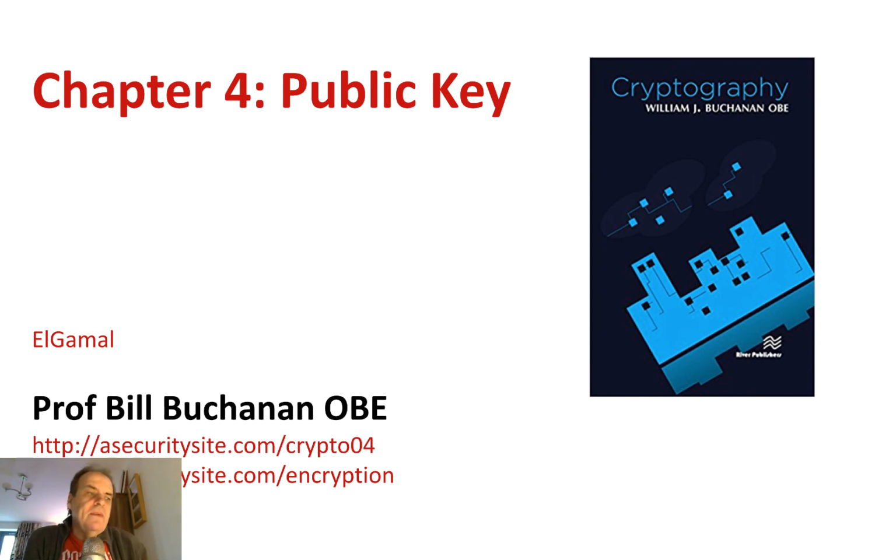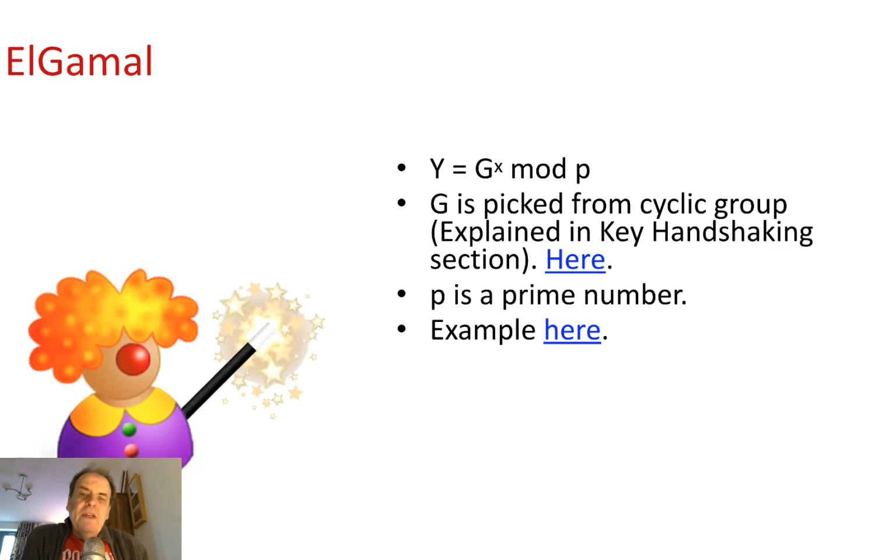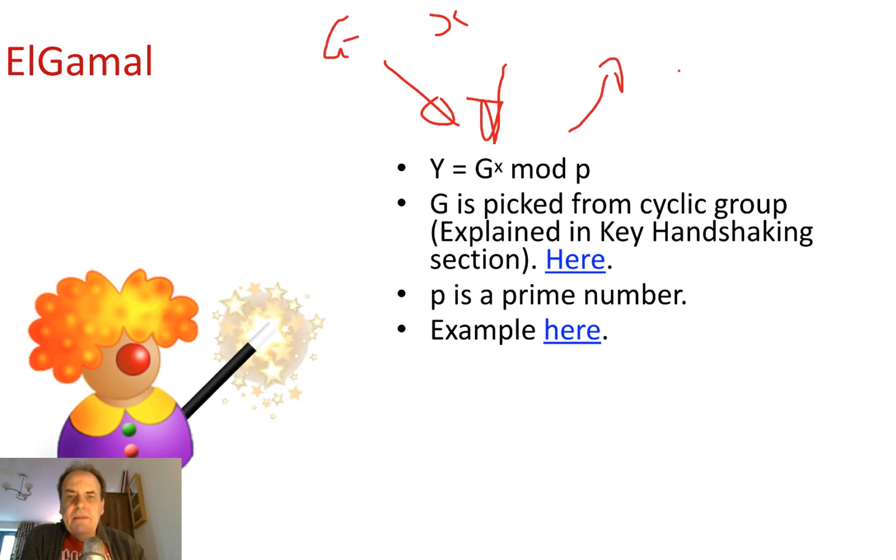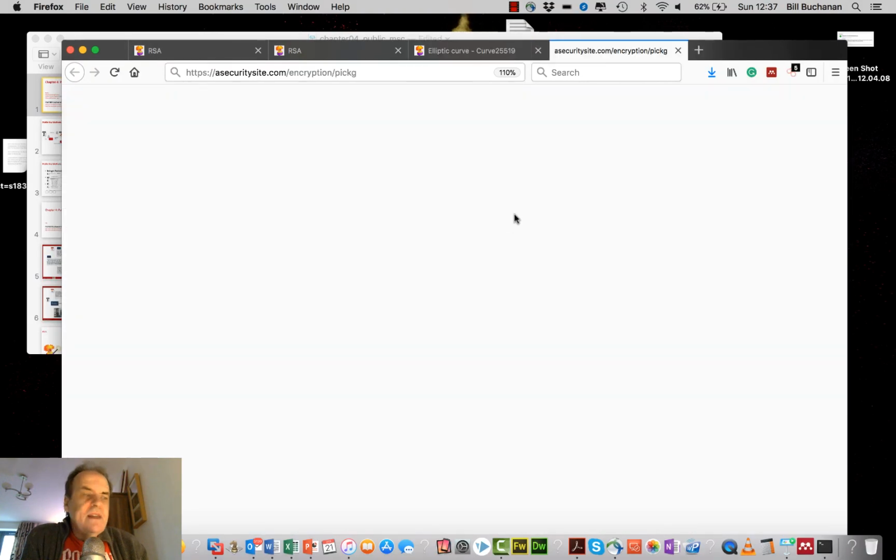And finally, we'll look at ElGamal. ElGamal is to do with discrete logarithms. With discrete logarithms, it's actually very difficult to find the value that has been used, even though we know G, P and Y. We'll go into it in a little bit more detail, but the value of G is selected from what's called a cyclic group.